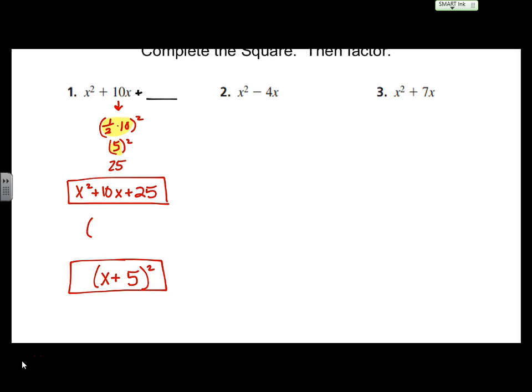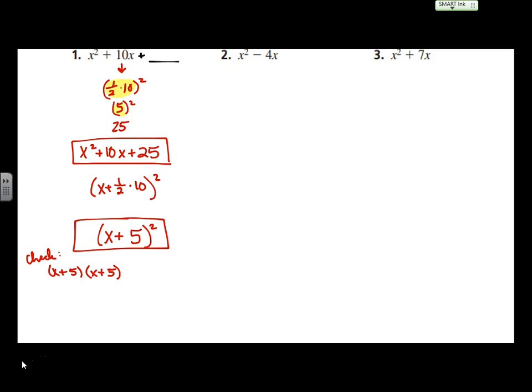What I did was I plugged into the formula x plus 1/2 of the middle number, not squared, with the square on the outside. And that's how I ended up getting to the factor form. Now to check it, this is just the checking step. To make sure it works, we could go ahead and practice our foiling and say, does this actually work? Remember, we have to write it out.